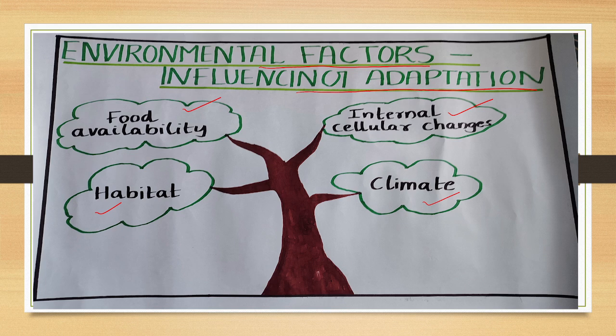And now, how does food availability affect the adaptations? According to the food sources, what will happen? They will form different adaptations in the living organism. So, the consolidation is the environmental factors influencing adaptations: the first point, changes in habitat; the second one, food availability; the third one, internal cellular changes; and the fourth one, climate.